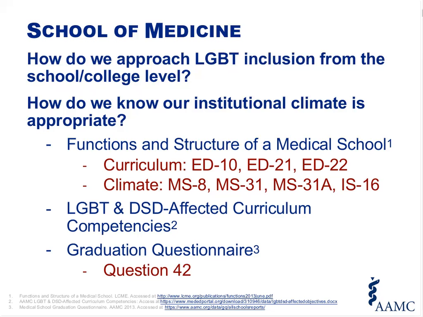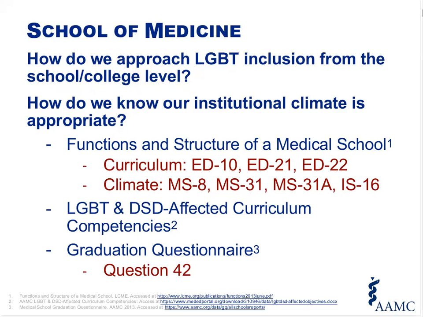For instance, under the curriculum, there are several standards. ED-10 is about behavioral and socioeconomic subjects that includes topics such as human sexual and gender development, human sexuality and sexual functioning, but also health disparities and cultural competence. ED-21 has to do with more education on cultural competence, and ED-22 has to do with making sure that our students can recognize and appropriately address gender and cultural biases in themselves and in others.